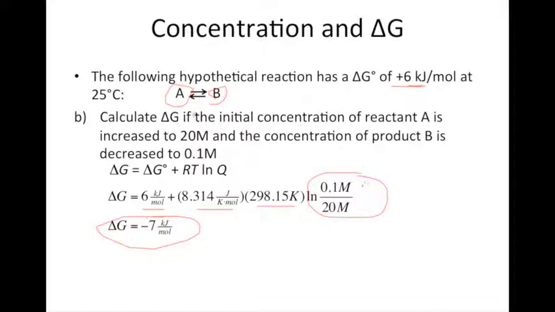So as we continue to increase A and decrease B, our reaction is getting more and more likely to be spontaneous until eventually it becomes spontaneous under these new conditions. So be sure you have a good grasp on the relationship between concentration and delta G, concentration and spontaneity. Be sure you can discuss it and calculate it.